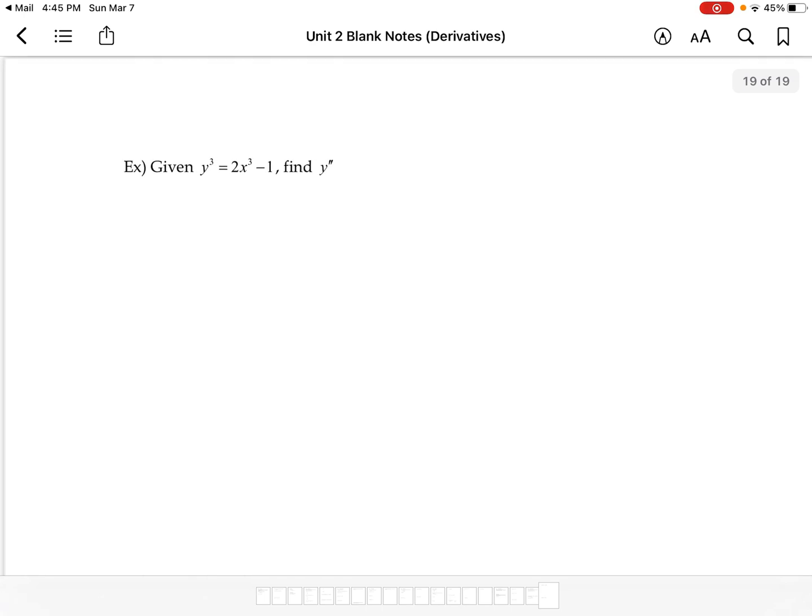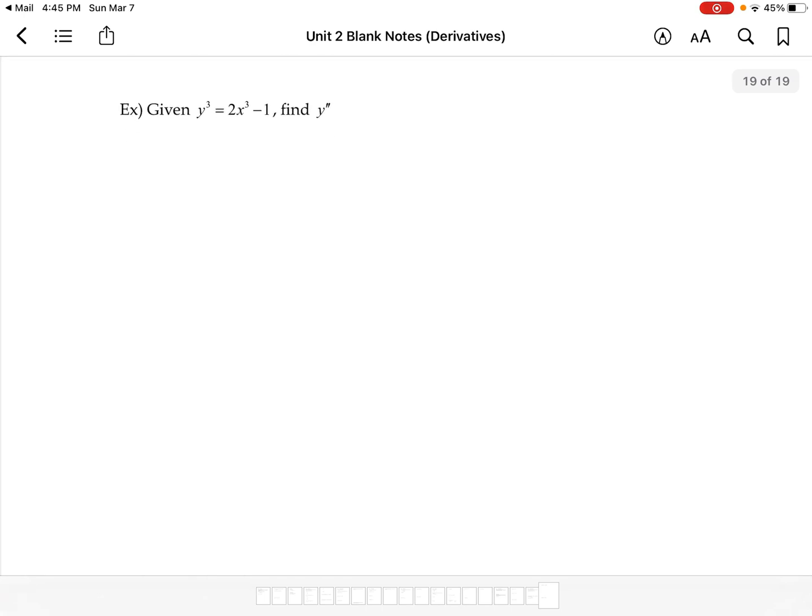Okay, so we're going to start with this example over here. y cubed equals 2x cubed minus 1. And we have to find y double prime. I'm going to use the dy dx notation when I'm doing implicit differentiation.